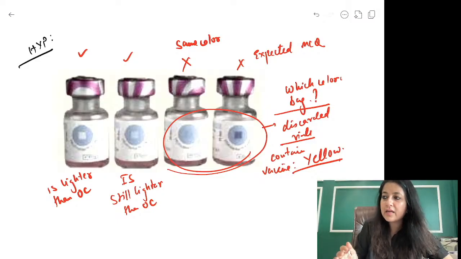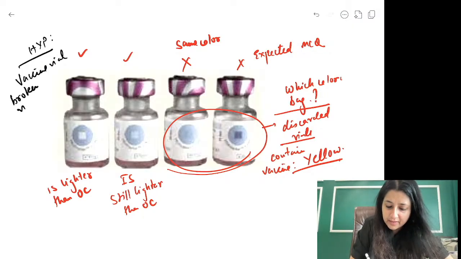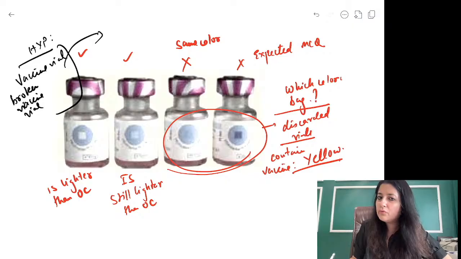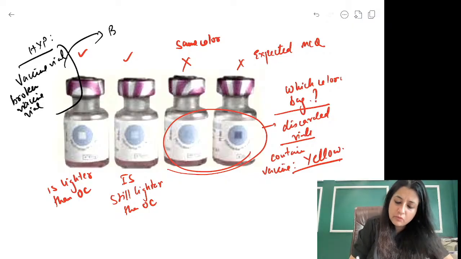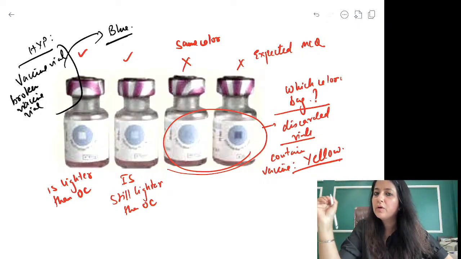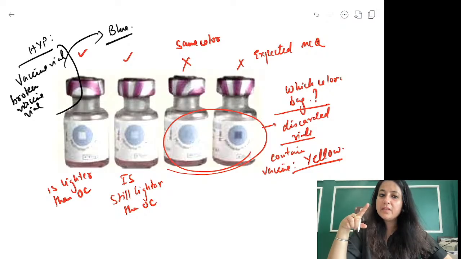If you get a simple question in the exam, "vaccine vial," or "broken vaccine vial," where are these going to go? These are going to go into the blue color bag. Am I clear? When nothing else is written, just vaccine vial or broken vaccine vial, they are glass vials, so they'll go into blue. Otherwise, they're going to go into yellow. Am I clear, everybody? Okay?